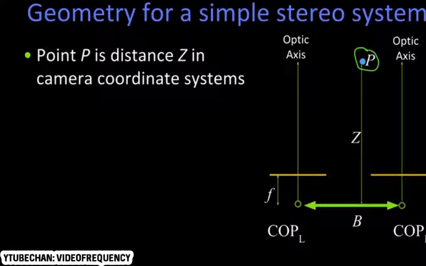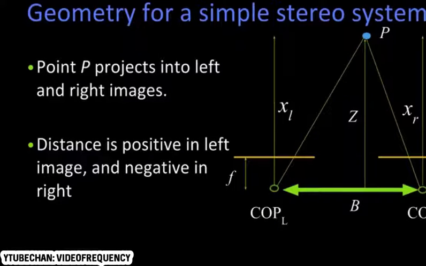And it's located at a distance z in the camera coordinate systems. Now remember, the z is the distance all the way down to the centers of projection. Okay, so that's z, not to the image plane, but to the center of projection. And if you remember, just for mathematical convenience, we put the image plane in front of the center of projection so things don't get inverted. So that point P projects into both the left and the right images.